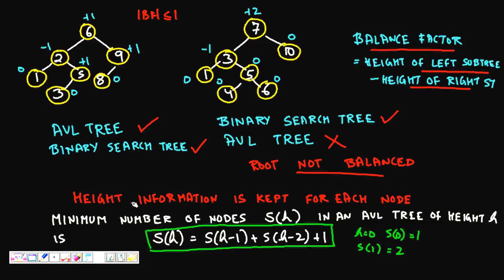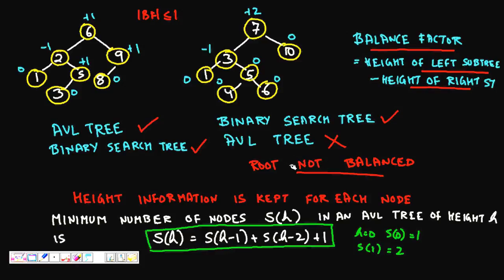Okay, the balance factor. Now the minimum number of nodes, denoted by S of h, in an AVL tree of height h. So we want to find the minimum number of nodes, denoted by S of h, where h is the height of the AVL tree. So if height is 0, then S of 0 is 1. You just have the root, and S of 0 is 1. So that is the minimum number of nodes in an AVL tree.